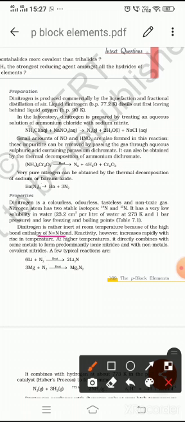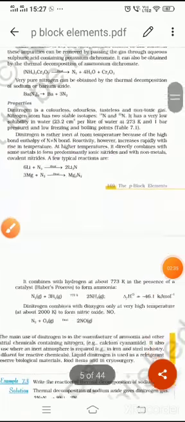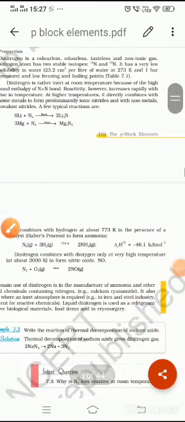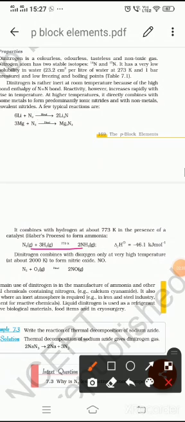which gives an inert behavior. At a very high temperature only, it directly combines with metals to form ionic nitrides, and with non-metals it forms covalent nitrides. The reactions are here: lithium with nitrogen forms lithium nitride, magnesium with nitrogen forms magnesium nitride. It combines with hydrogen to give ammonia, and with oxygen to form various oxides.